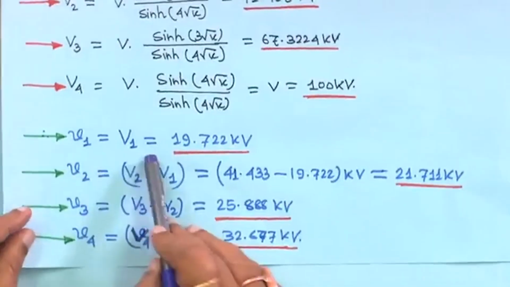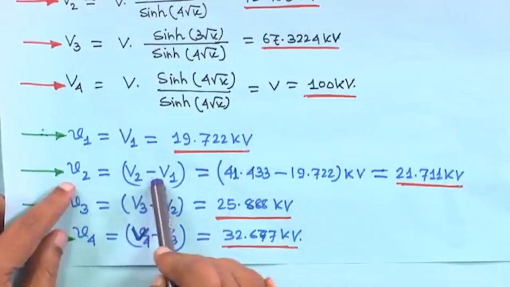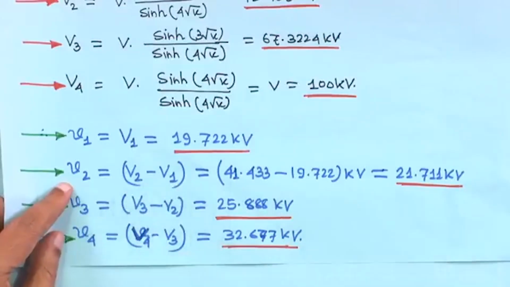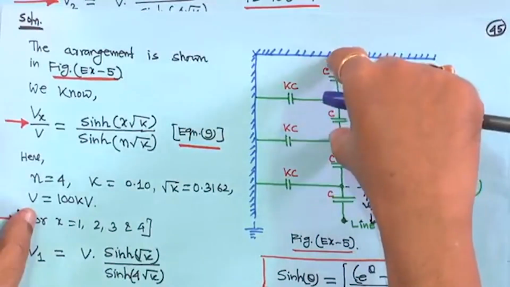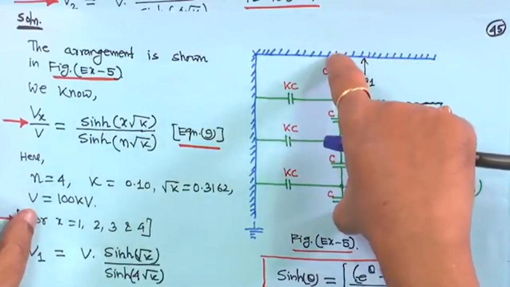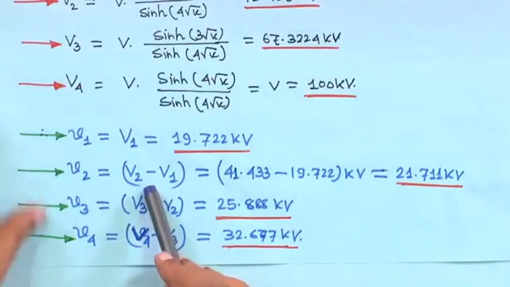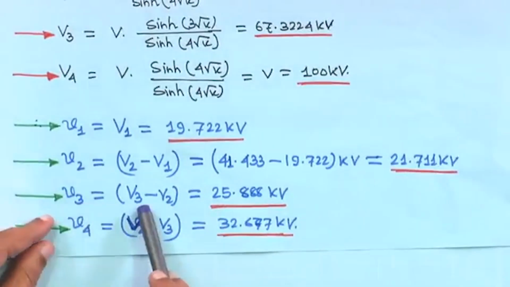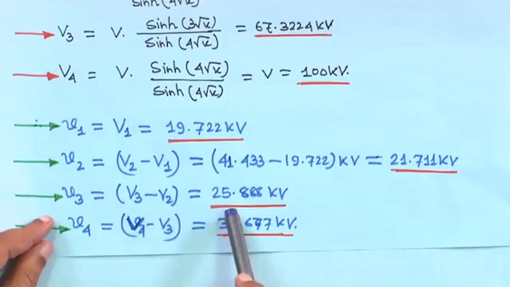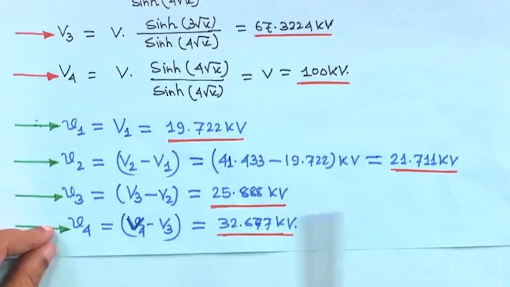Therefore, small v1 is equal to V1, 19.722 kV. Small v2 will be V2 minus V1, because this is capital V1, this is capital V2, this is capital V3 and this is capital V4. Therefore, you have to take the differences. So, small v2 is equal to V2 minus V1; you will get 21.711 kV. Small v3 is equal to capital V3 minus V2; you will get 25.88 kV, and small v4 is equal to V4 minus V3; you will get 32.677 kV.